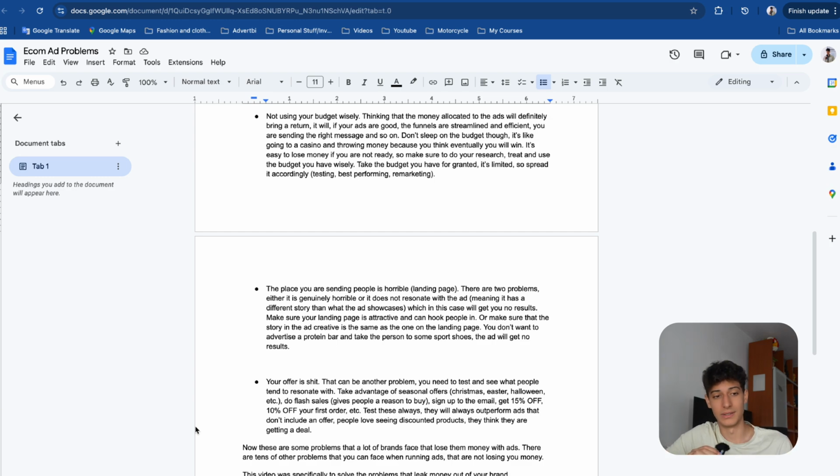People click off the ad and they expect to be taken to the landing page of the protein bar, not the sports shoes. Therefore, they're not going to wait another second. They're just going to drop off and then that's it. You're losing money by doing this. Don't do that. Make sure that you are sending people in the right direction.